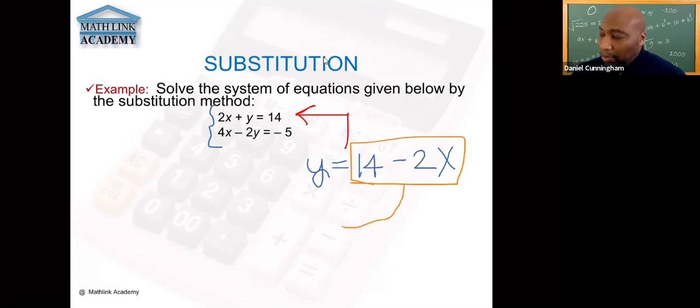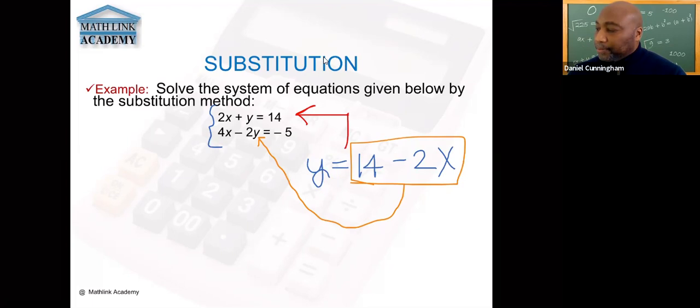So once I rewrite the top one, I'm going to plug it into the bottom one because y equals 14 minus 2x. Again, y equals 14 minus 2x. Therefore, I plug that in for y into the second equation. And that's why we call it substitution, because you rewrite one of them, and that rewrite, you plug it into the other equation.